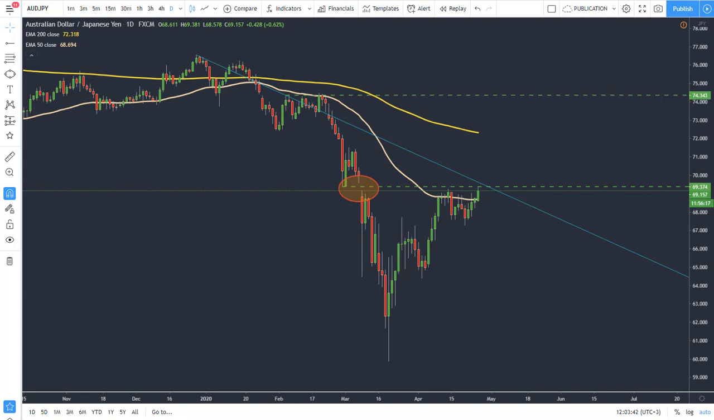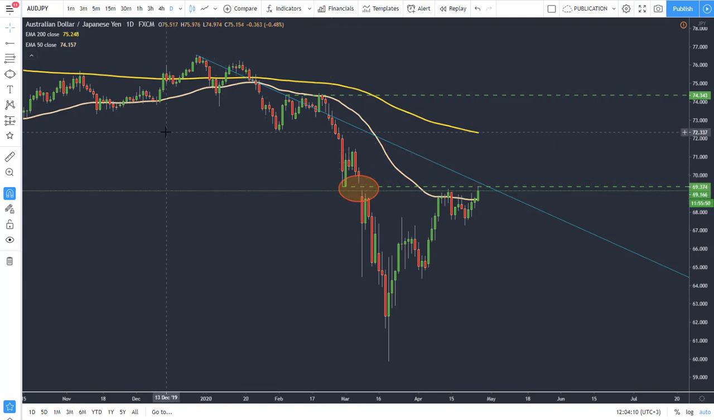Today we will be looking at the Japanese yen currency and all the pairs with the Japanese yen. Before we start, I would like to remind you that the information in this video is purely for educational purposes only and should not be considered as financial advice. We will start with the Australian dollar and we'll go alphabetically with all the Japanese yen related currency pairs.